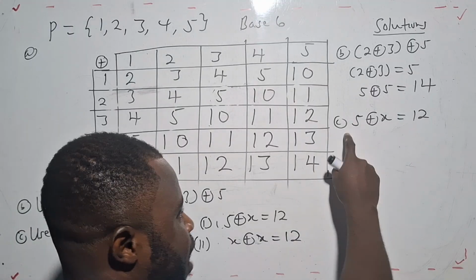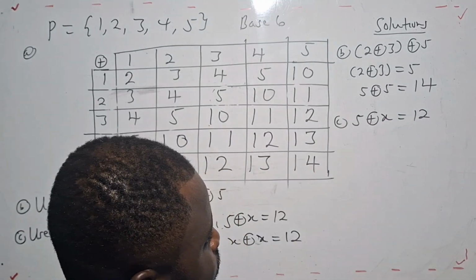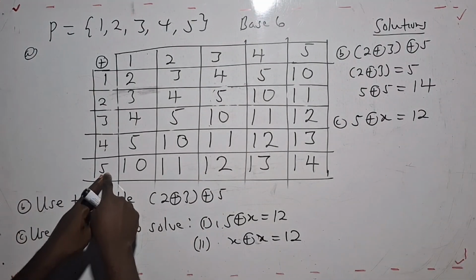Interesting. 5 was added to a number that we don't know. That's what they have used the x for. And the solution was 1, 2. Now let's come to the 5.